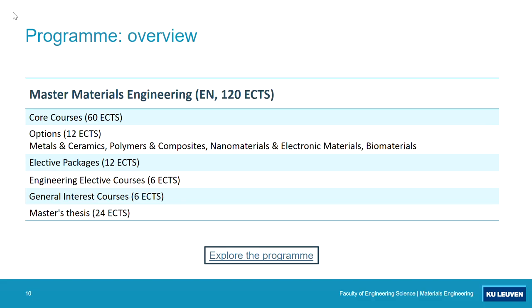And finally, to satisfy your personal general curiosity and broaden your intellectual horizons, you can choose 6 credits of general interest courses that include languages, economy, and more humanities-related subjects. And last but not least, very important, 24 credits of a hands-on master thesis.